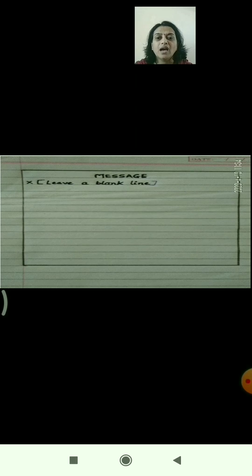Now after writing the word message, the next line you are going to keep blank. That means you are not going to write anything on it. You will simply leave it blank. Here, for your information, I have put a cross there. That indicates that you have to leave a blank line. So after writing message, the next line you have to leave blank. Now let's see what to add there.